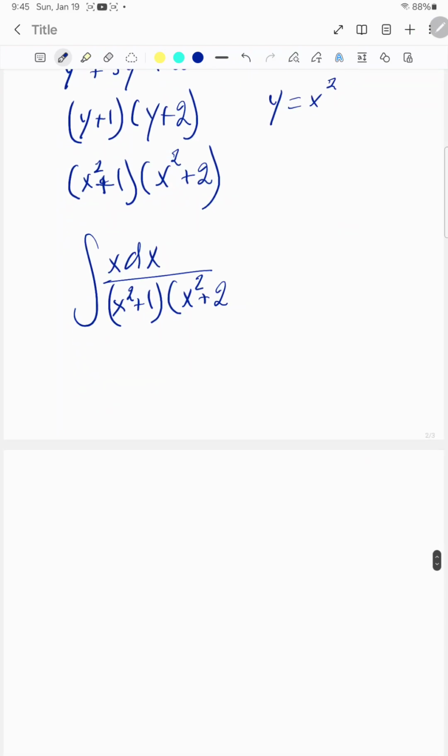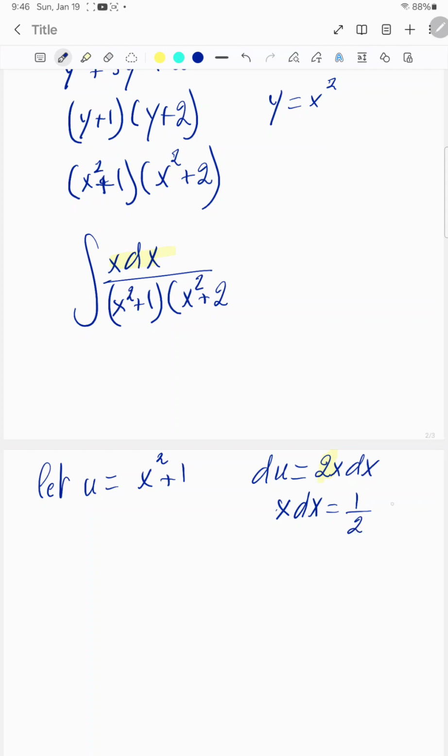So here I can say let u be equal to x squared plus 1. So my du is equal to 2x dx, but in my numerator, I do have x dx. I don't have 2x dx, so the 2 is bothering me. I know that x dx is equal to 1/2 du, or du divided by 2.